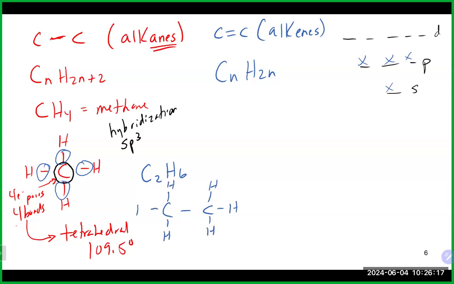And again, each of these carbons is going to be sp3 hybridized. And this is what is known as ethane, all single bonded carbons. Now, if we take something like C2 in a double bond situation, that is going to give us H4.